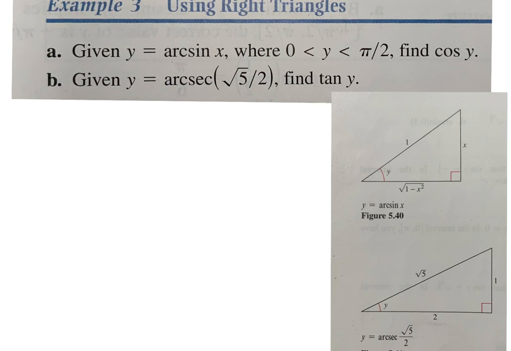Using right triangles. Given that y equals arc sine of x, where y is between 0 and pi/2, find the cosine of y. That's the first one.